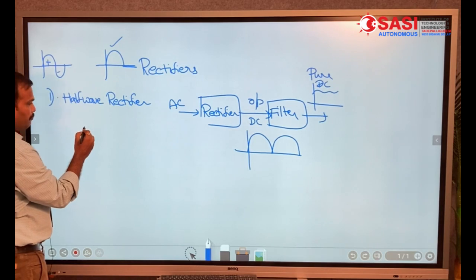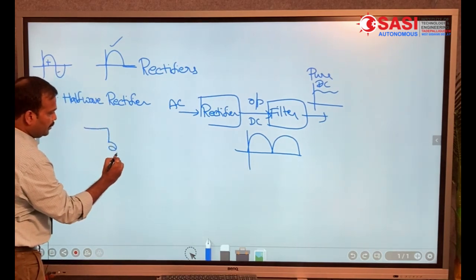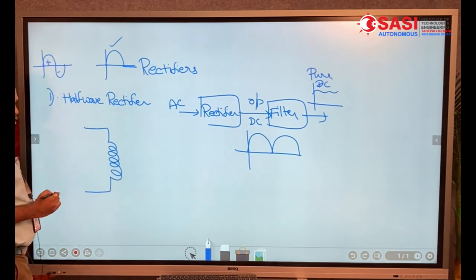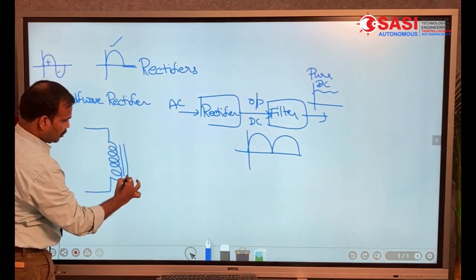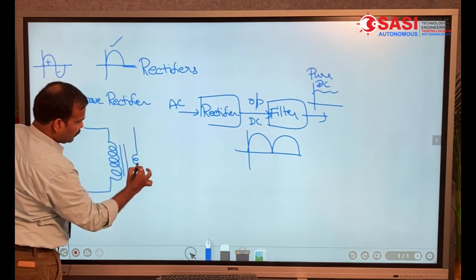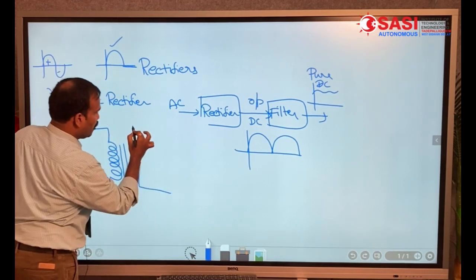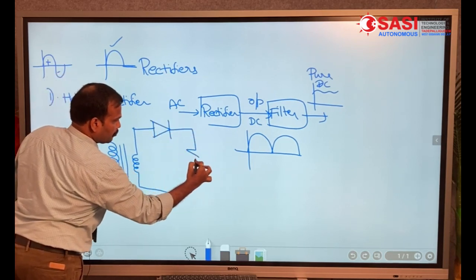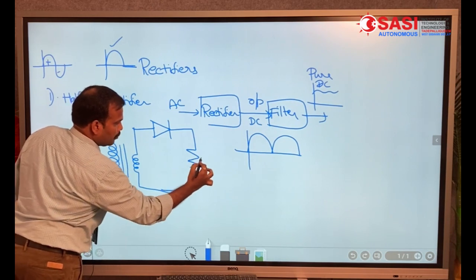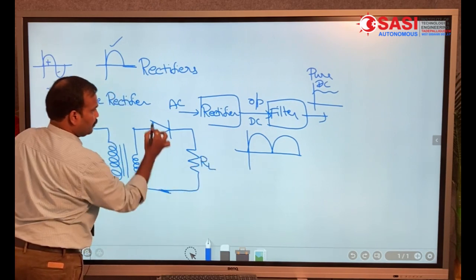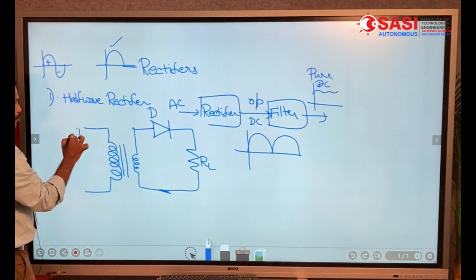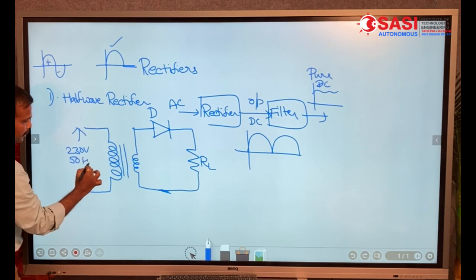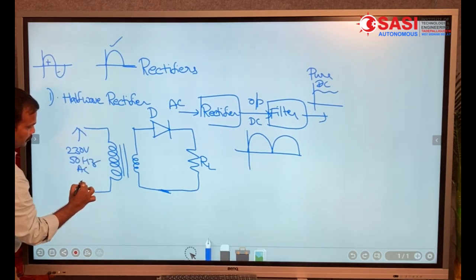Half-wave rectifier. The first component in designing a half-wave rectifier is a transformer. It is a step down transformer, and one PN diode D, and load resistance, and the input to this circuit is a 230 volts 50 hertz AC signal.